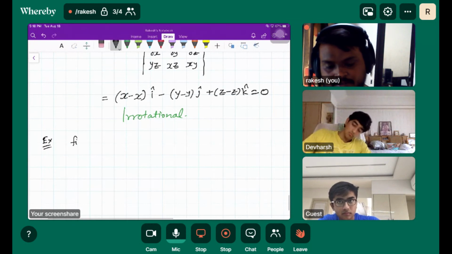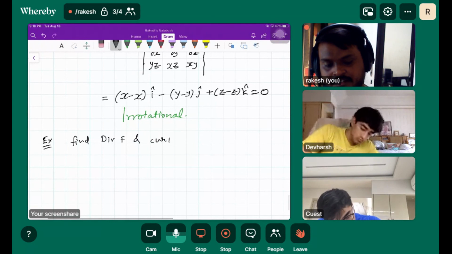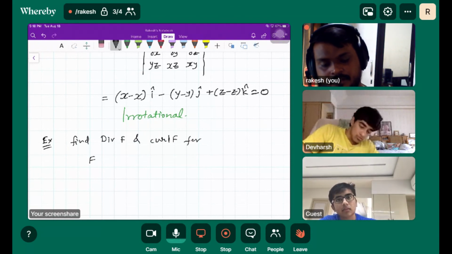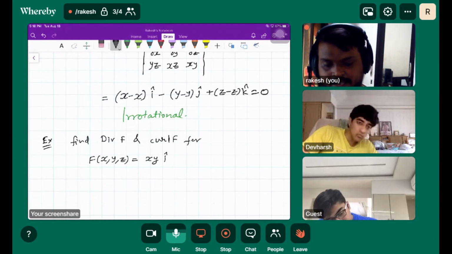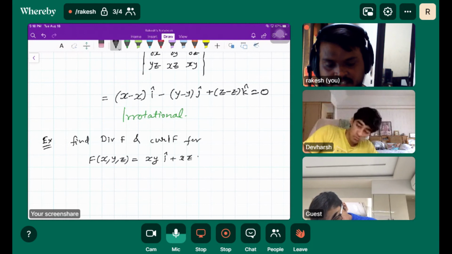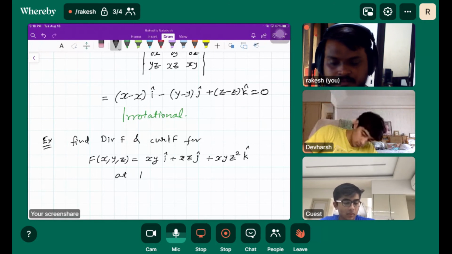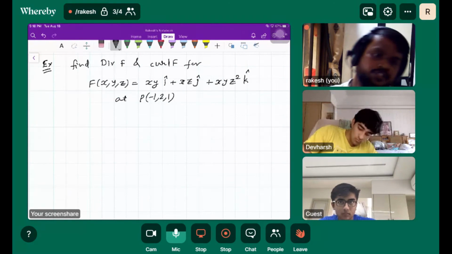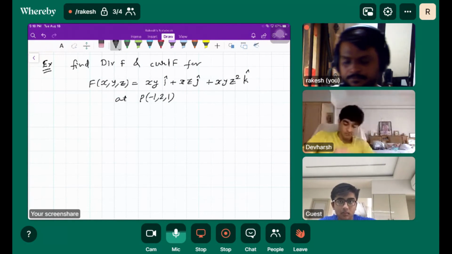Find the divergence of f and curl f for f(x,y,z) = xy i + xz j + xyz² k at the point (-1, 2, 1). Okay, so this is the next question here. Now let's find the divergence of f.